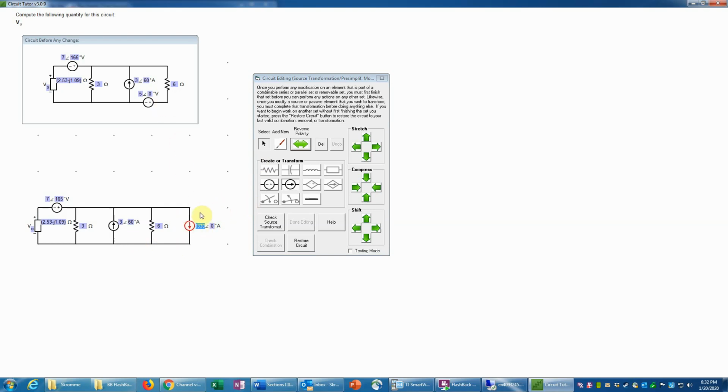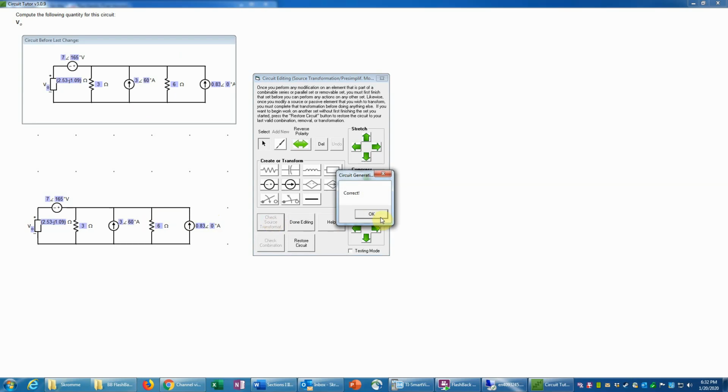And now I need to check also the polarity of the current source, because remember this plus sign is here, so that should correspond to the head of the current source. So I actually need to reverse the polarity on that current source to have a correct value there. So I want the head of the current source to be where the plus side was on that side that's more positive. So I need to do that, and now we'll check the source transformation. That is correct.